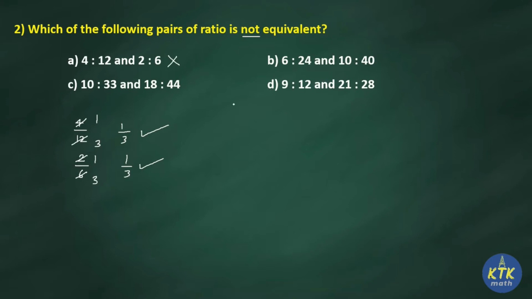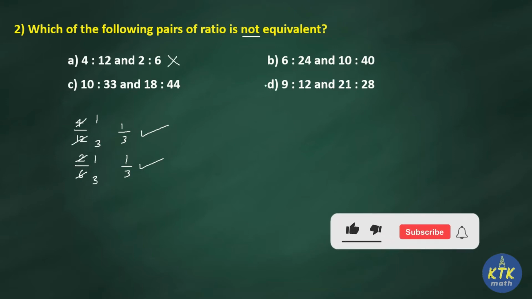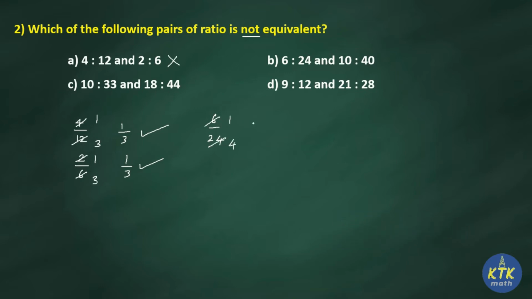Then option B, 6 and 24. I can cancel this in the 6 table. So 1 time, 4 times. So this is 1/4. And then 10:40, I can write it as 10/40. Again the 0s cancel, or you can cancel in the 10 table, you will get the same 1/4. So option B also, they are equivalent ratios. Therefore option B is also not your answer.